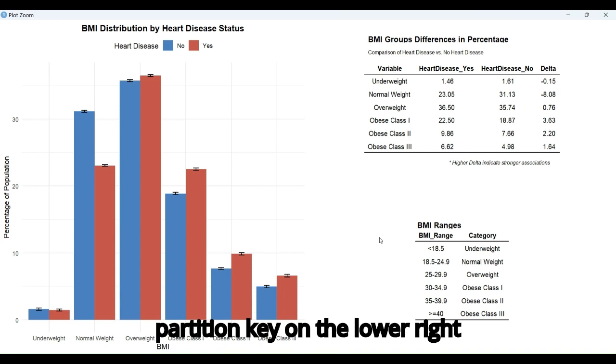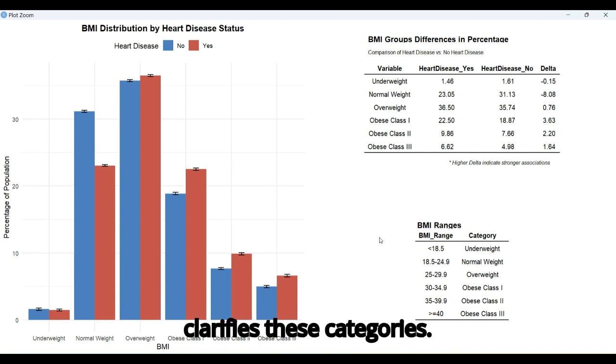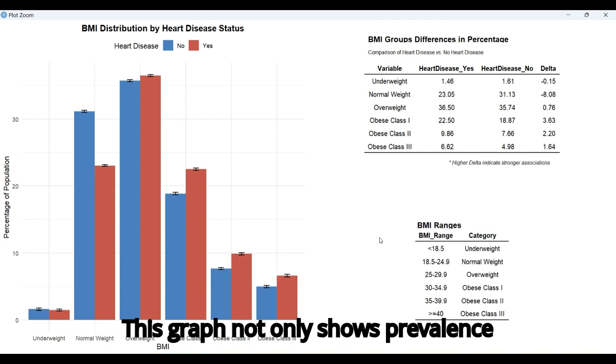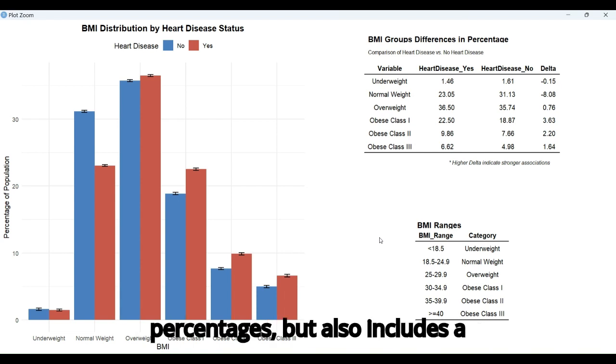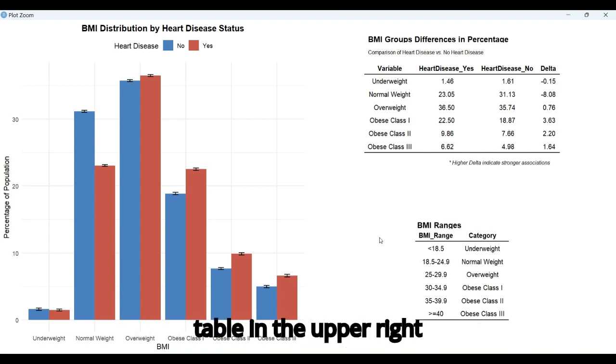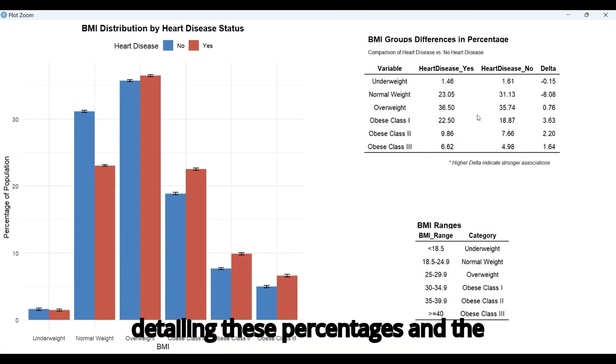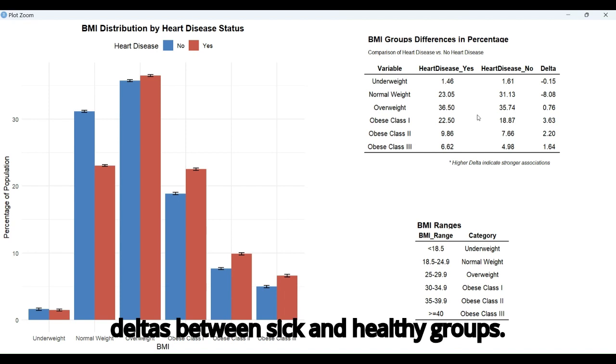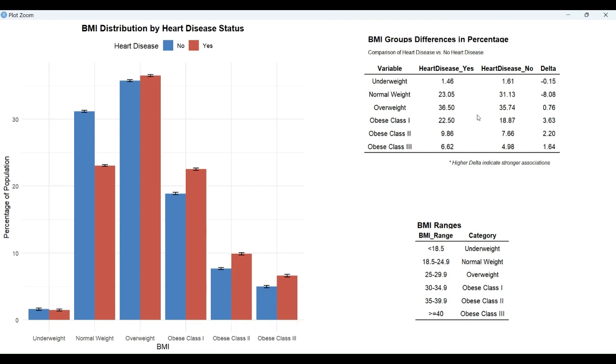The partition key on the lower right clarifies these categories. This graph not only shows prevalence percentages but also includes a table in the upper right detailing these percentages and the deltas between sick and healthy groups.